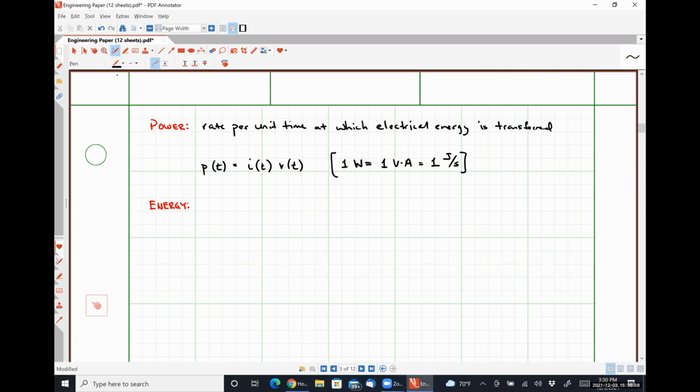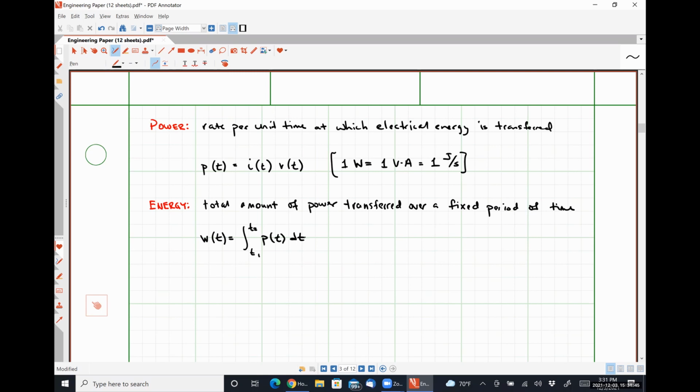Energy is the total amount of power transferred over a fixed period of time. So mathematically, that looks like W is the integral from T1 to T2 of P of T dt, where the unit of energy is the joule. Okay. So our mathematical definitions are pretty straightforward.